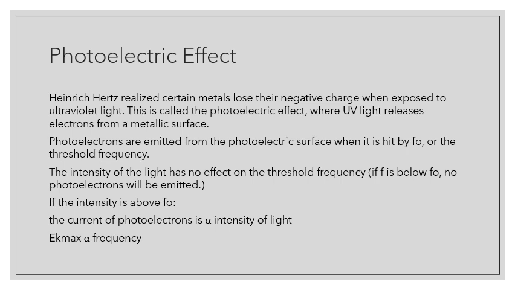The intensity of the light has no effect on the threshold frequency. If f is below f0, so the frequency is below the threshold frequency, then not a single photoelectron will be emitted. If the frequency is above f0, then the current of photoelectrons is directly proportional to the intensity of light, and the max kinetic energy is directly proportional to its frequency.